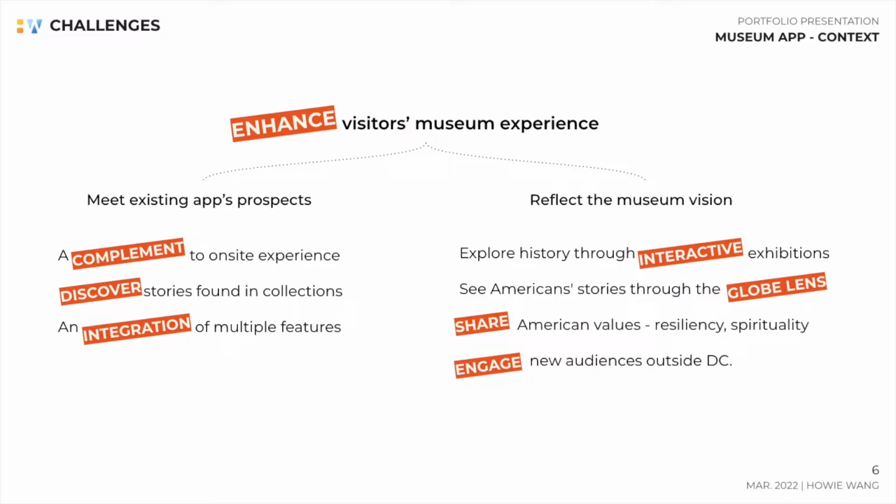And the other main challenge is to perfect the museum vision. It's a higher level view, to see the meaning of the application. So it should explore the histories or interactive exhibitions and also convey some American values to the audience and to engage more audience outside the DC area, which means maybe create a sense of community for people who use this application.